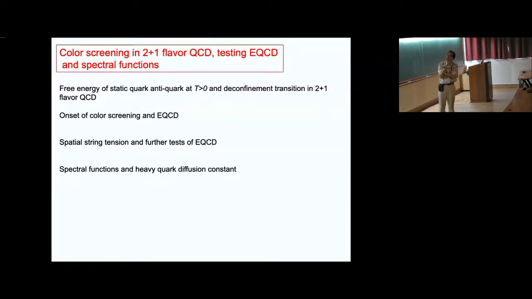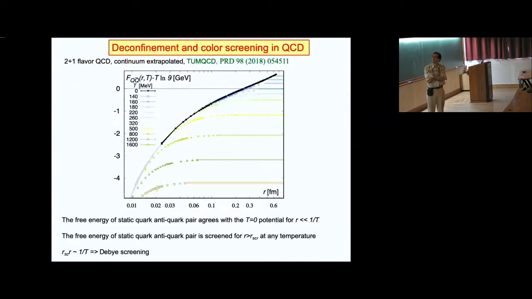And in the last part of my talk, I will talk about spectral functions and in particular about the determination of the heavy quark diffusion. That's a slightly different topic, but interesting for heavy ion phenomenology.